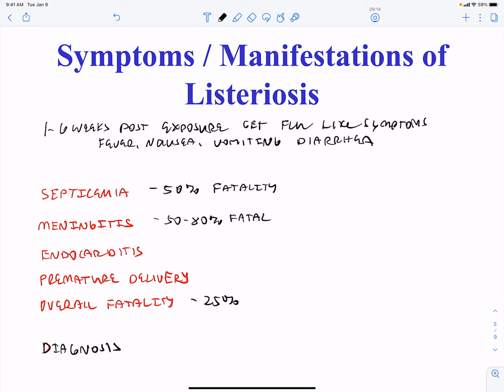Diagnosis is going to be culture, detection of antibodies, because again, 1 to 6 weeks, you start seeing antibodies come up. And especially if you see any kind of culture from the cerebral spinal fluid or another sterile site.